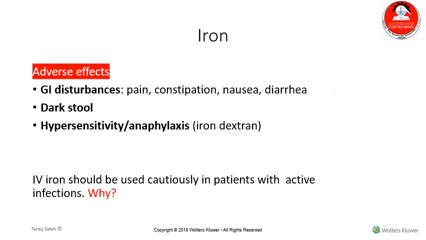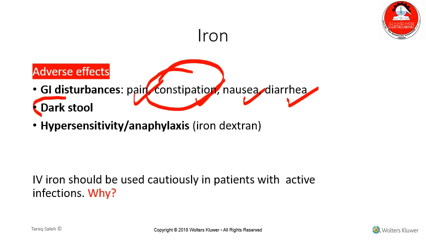Of course, iron replacement therapy has some adverse effects. The most common adverse effects would be GI disturbances, such as abdominal discomfort or constipation, nausea, and diarrhea. Note that the majority of patients will complain of constipation. In addition, they will develop dark stools.